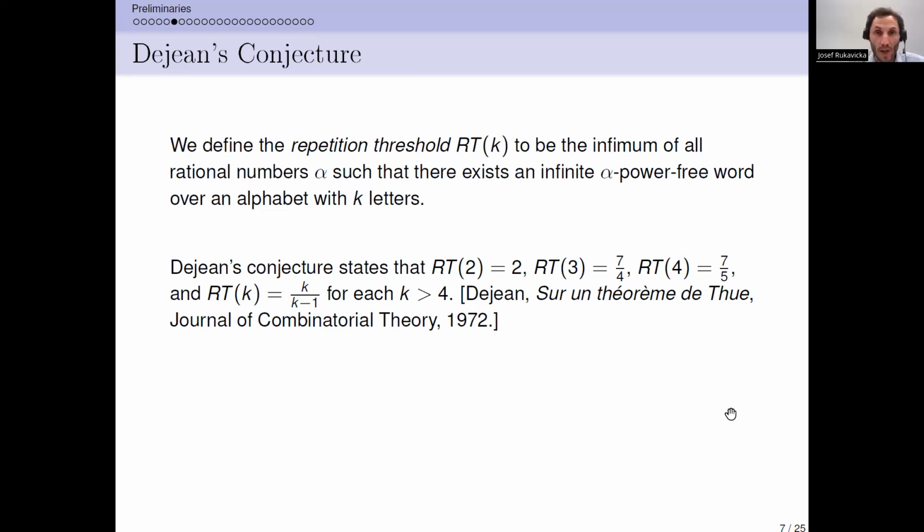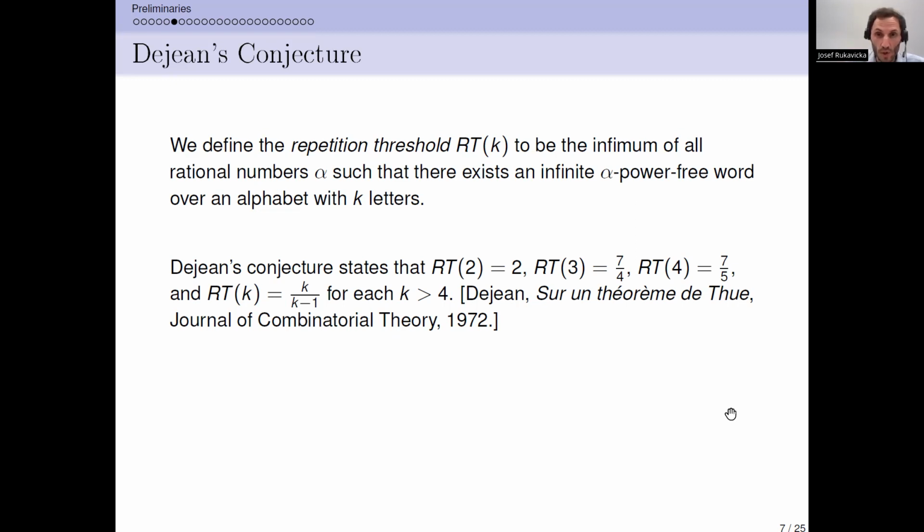And why I present it is because of this famous Dejean's conjecture that was presented in 1972, so it's quite old. Dejean conjectured these values for the repetition threshold. I present this conjecture because I will use these results in my papers. They are important to be able to prove what I proved.